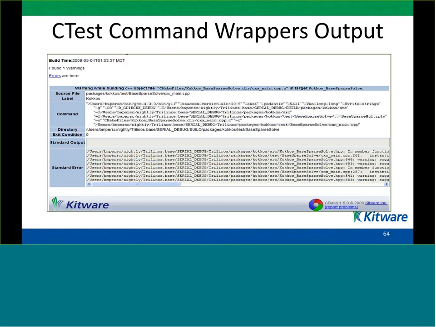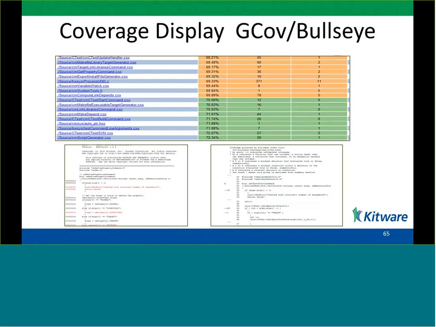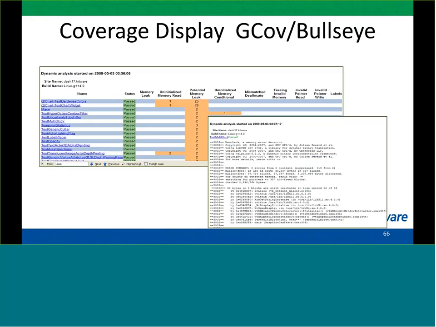CTest also has command wrappers output. So you can actually see the actual command line that was run and the standard error instead of just doing log scraping. Coverage display, we do GCov, various formats of that, a commercial tool called Bullseye. And the idea is you can see your coverage and be able to drill down to each file and see which lines of code are covered and do various viewings of that.